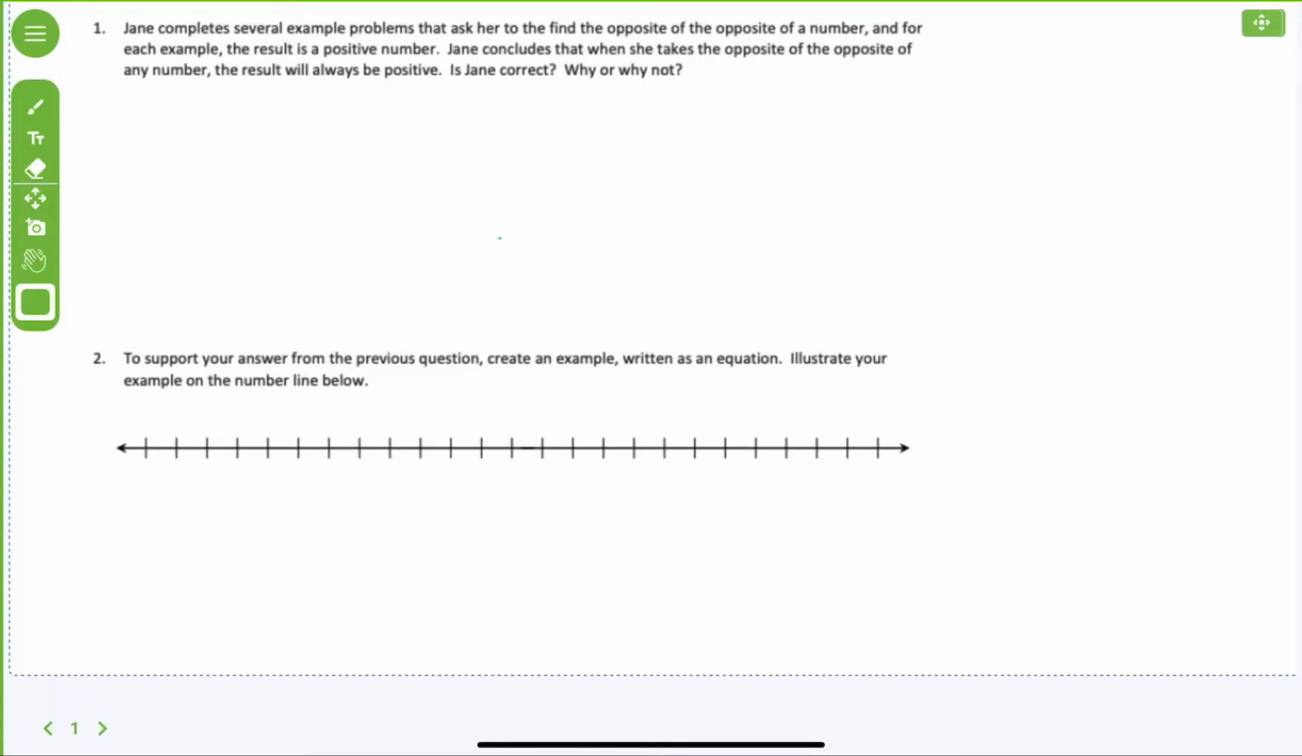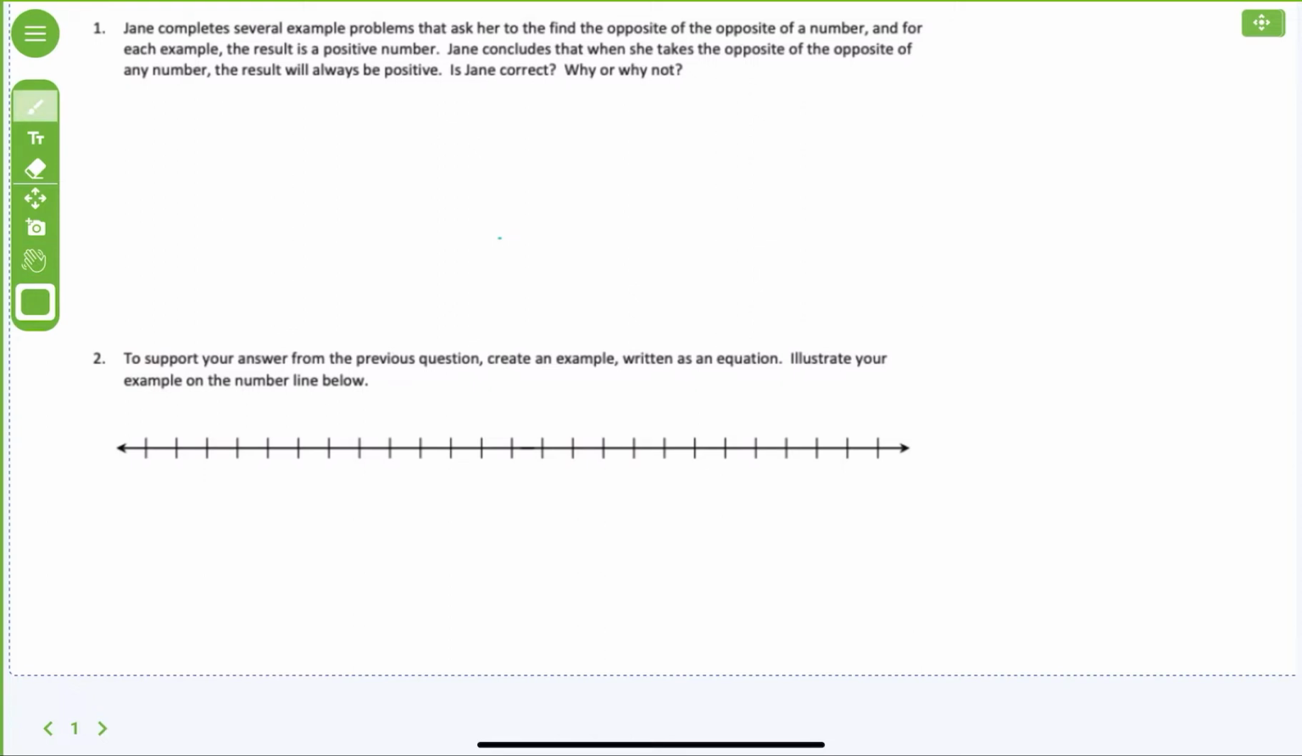6, Module 3, Lesson 5, exit ticket. It says Jane completes several example problems that ask her to find the opposite of a number. And for each example, the result is a positive number. Jane concludes that when she takes the opposite of any number, the result will always be positive.